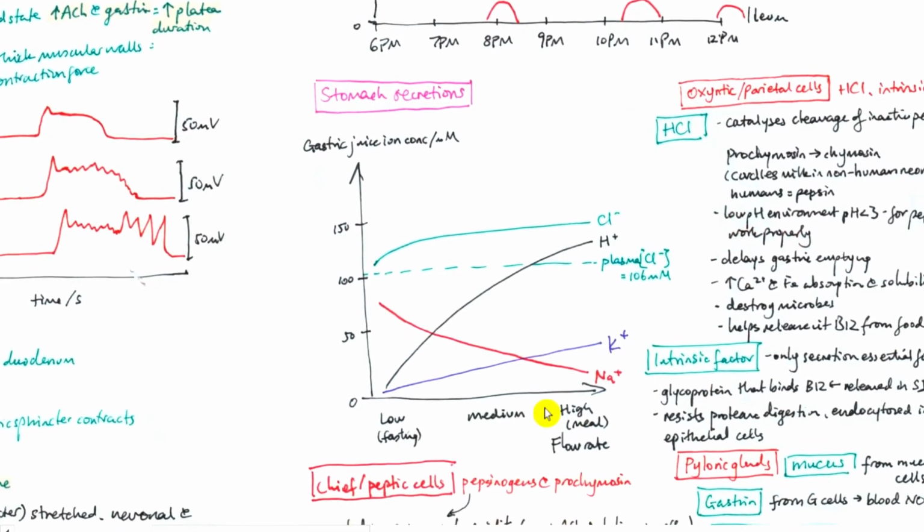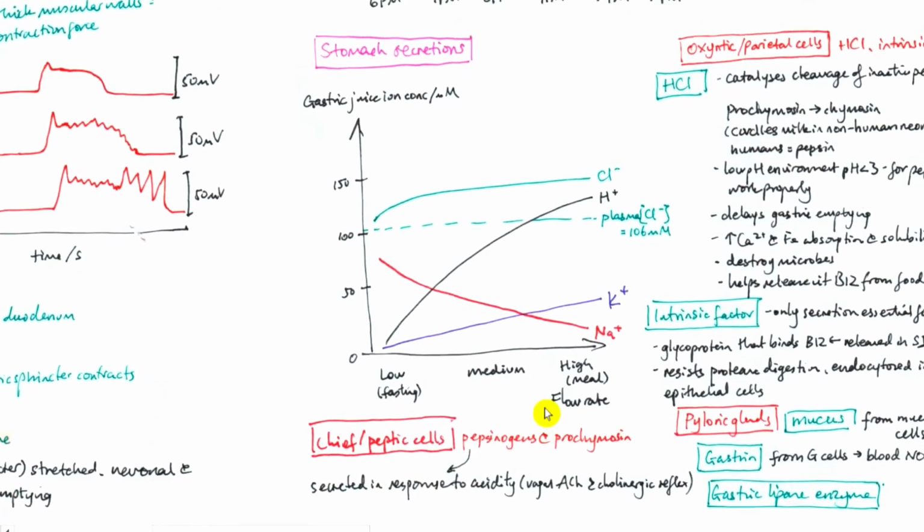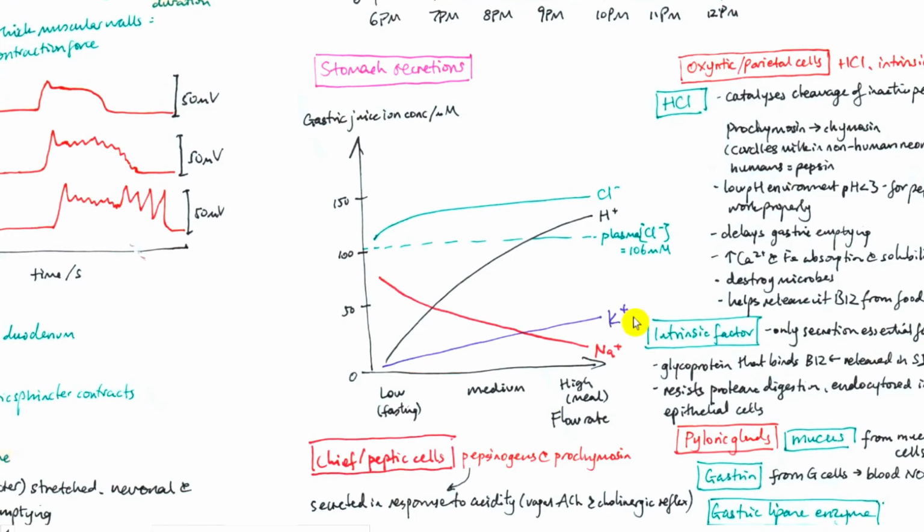So stomach secretions, there's hydrochloric acid obviously, and there's also potassium and sodium which we need to consider. So in the fasting state, there's not much potassium, there's more sodium and not much HCl being produced, but when it's high in a meal, there's a lot more acid being produced here.